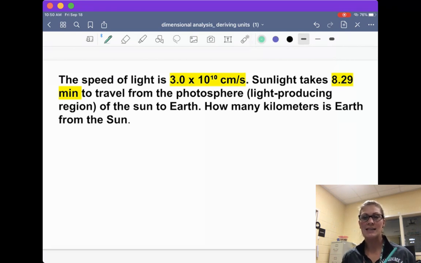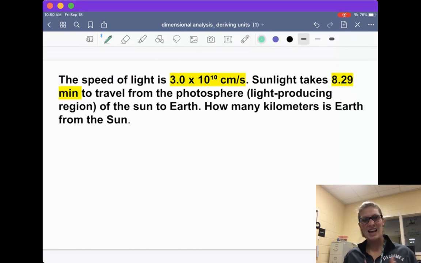So we have sunlight takes 8.29 minutes to travel from the photosphere, the light-producing region of the sun, to Earth. How many kilometers is Earth from the sun? If we had to start dealing with the speed of light equation, manipulating that, then doing all of the conversions, plugging in there, it's just a lot when we can do it in a simple dimensional analysis form.